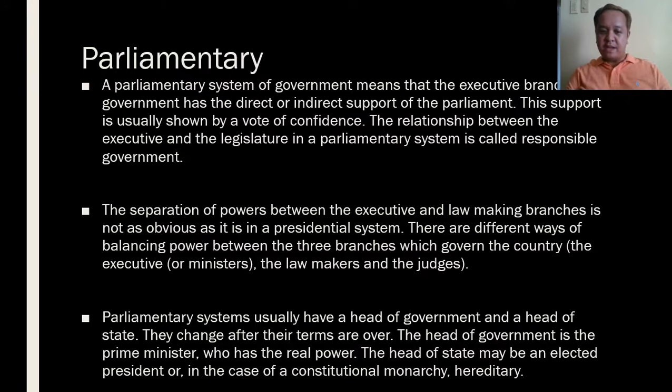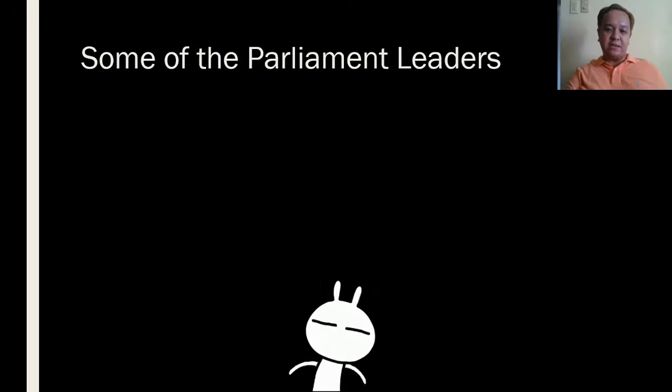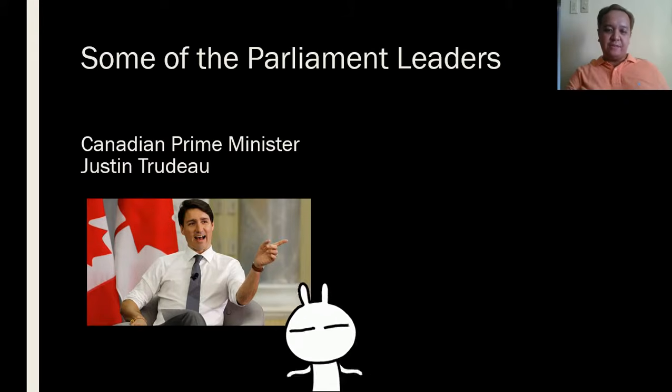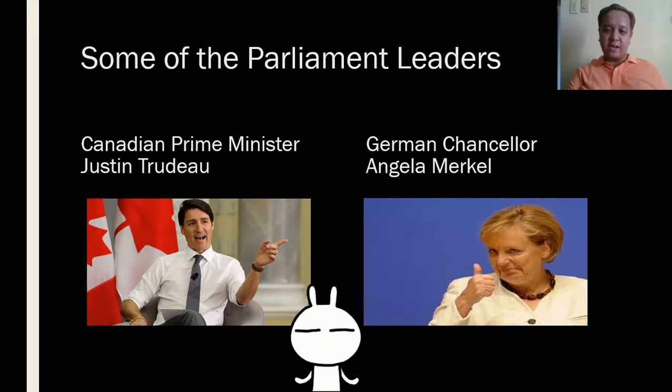So parliamentary systems usually have a head of government and a head of state. So they change often after their terms are over. The head of government is the prime minister who has the real power, and the head of state may be elected as president or, in the case of a constitutional monarchy, hereditary. So as an example of parliamentary leaders, we have, of course, Canadian Prime Minister Justin Trudeau and German Chancellor Angela Merkel.